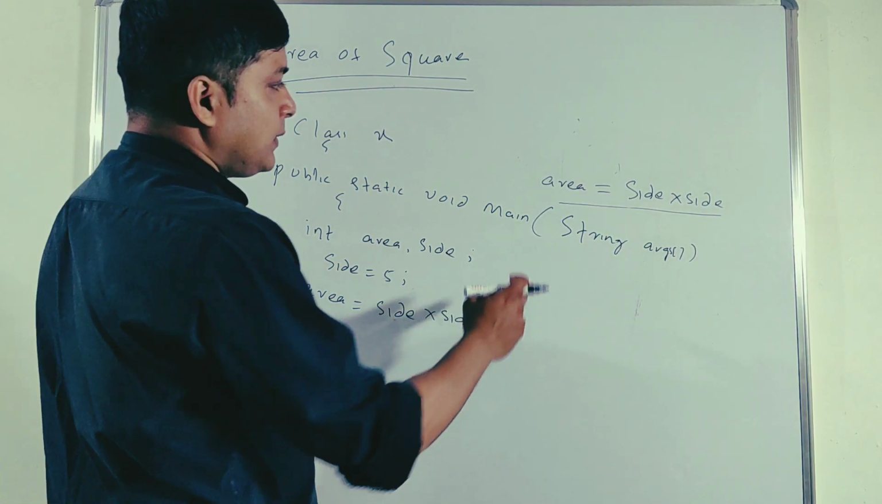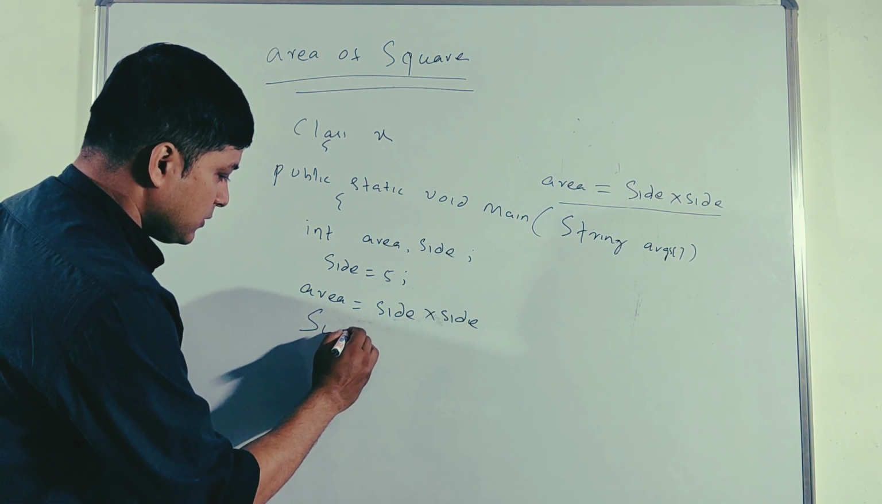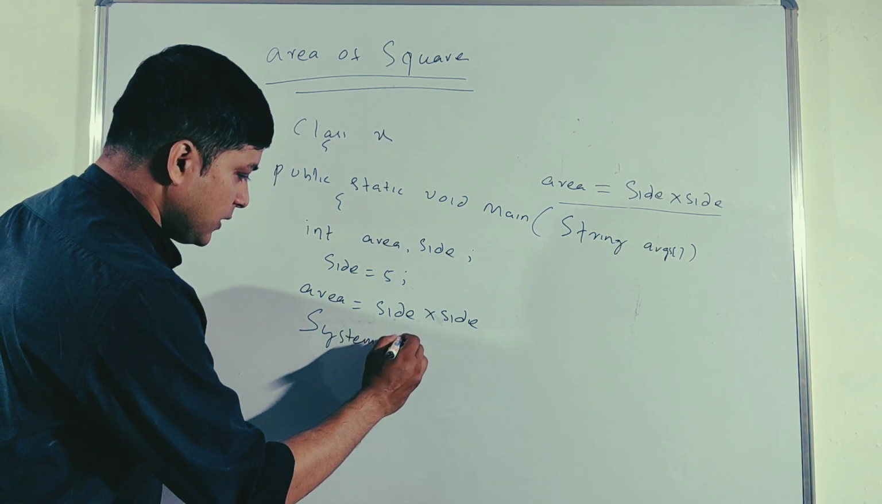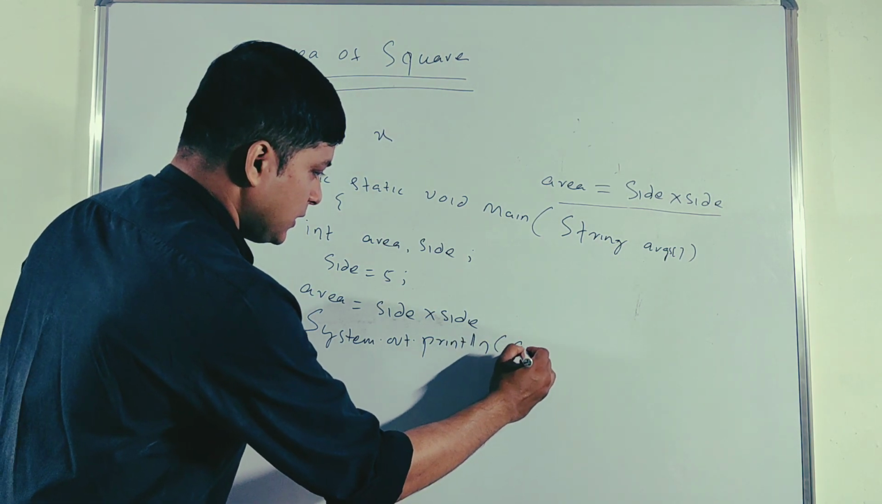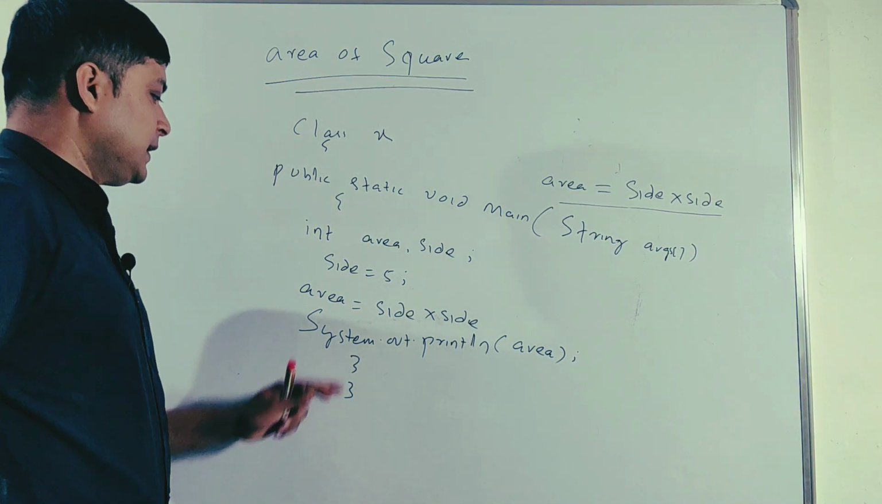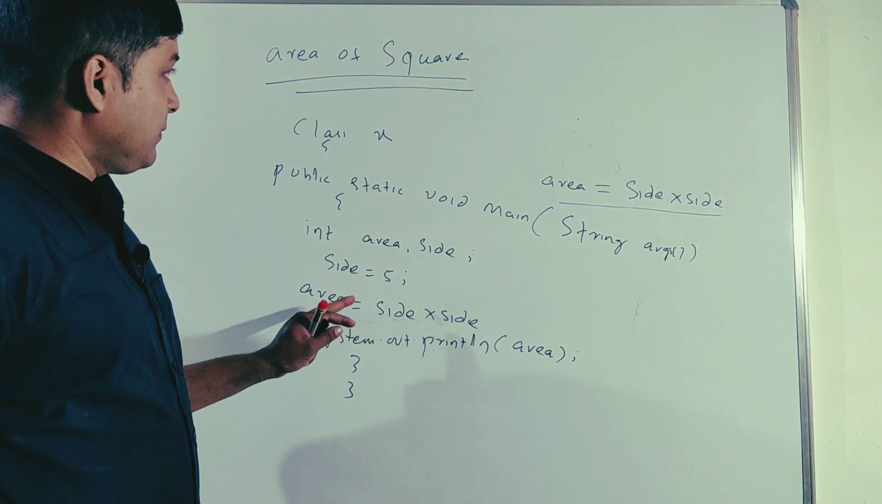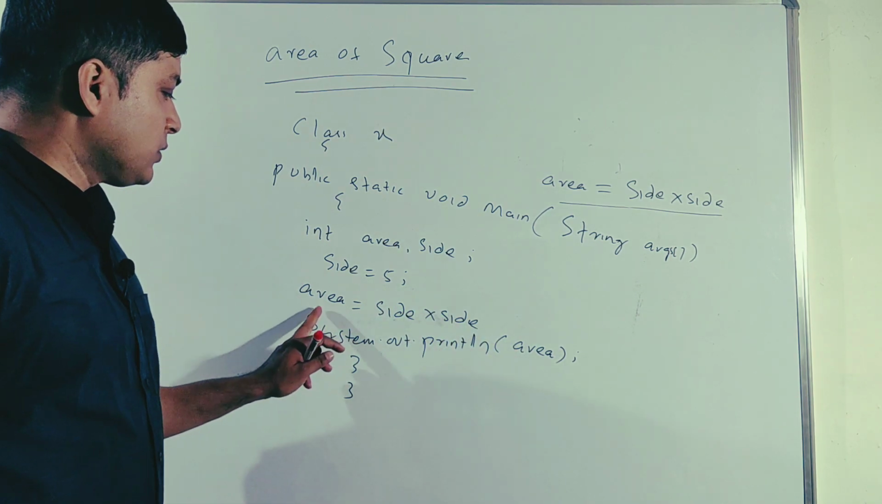Then the next step is to print the left side variable. So System.out.println area. This way you can print the result. So area of square: area equal to side into side, then System.out.println area. So the left side value is printed.